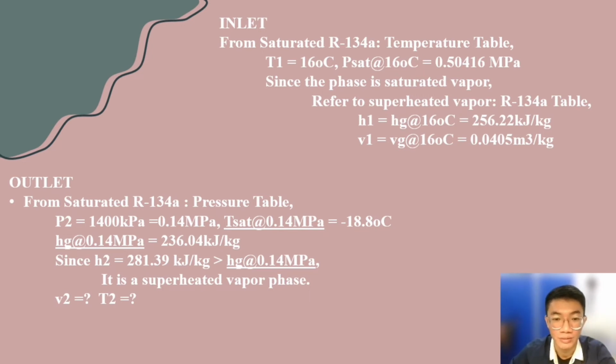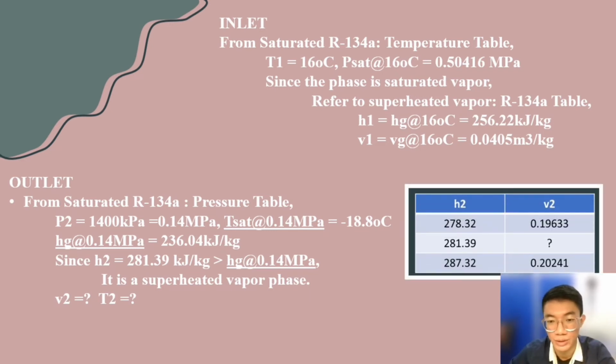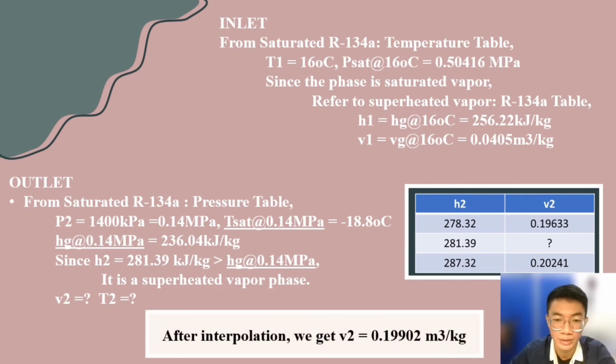After that, we need to find the specific volume in the outlet position. So we can use interpolation to find out what is the specific volume in the outlet position. By using the interpolation, by comparing to the enthalpy from the table, after the interpolation, we can get V2 is equal to 0.19902 meter cube per kg.